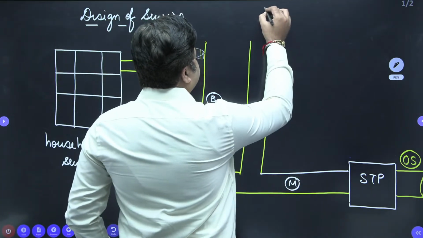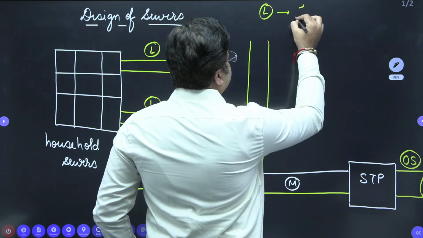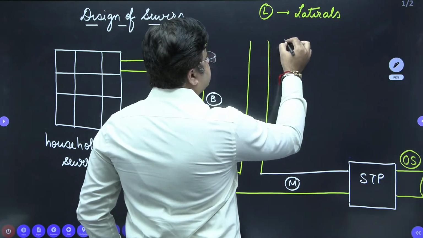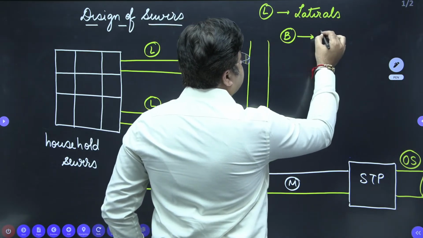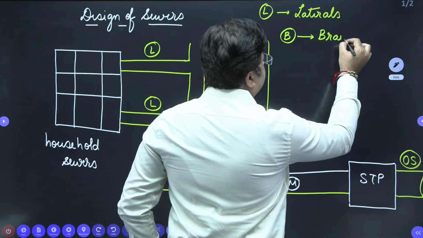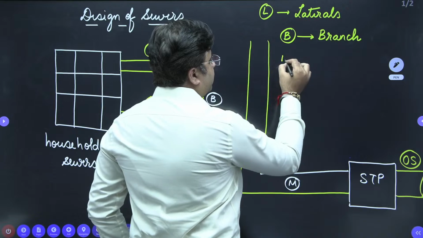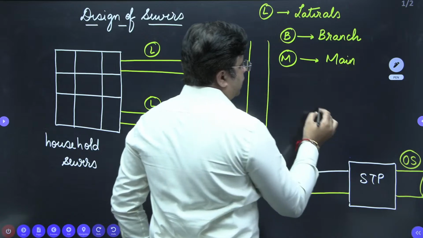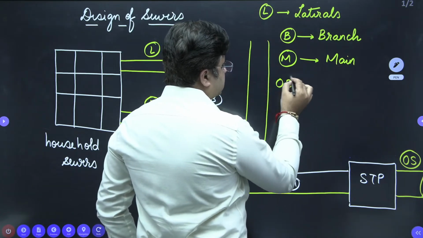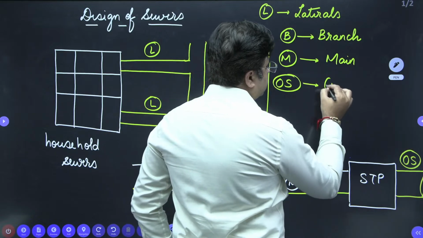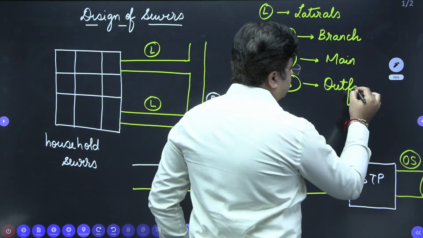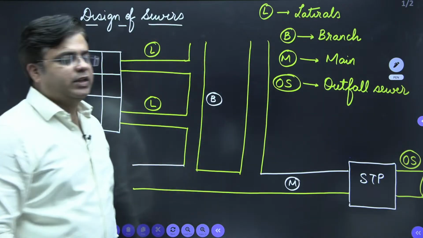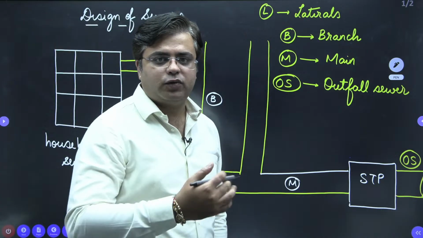So L for laterals, B for branches or branch sewer, M for mains, main sewer. And then you have outfall sewer, OS. So these are the different types of sewers that are used to transport and collect wastewater.